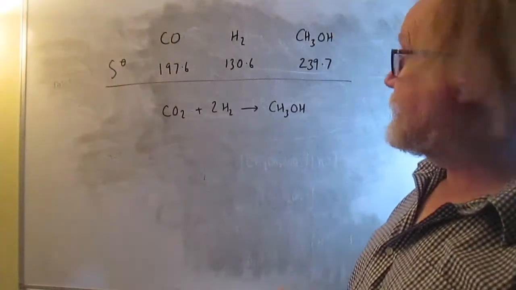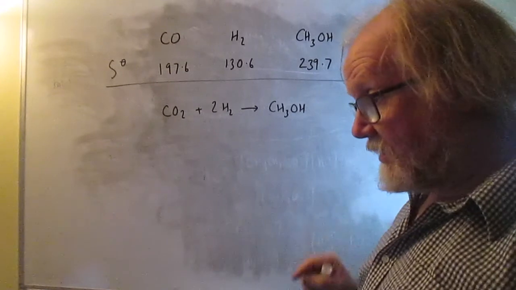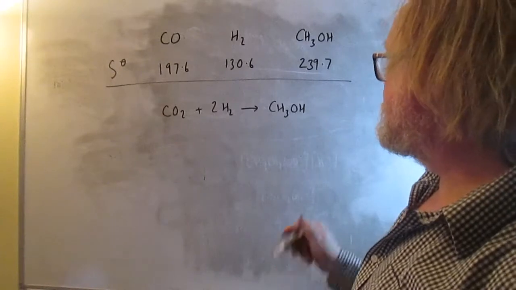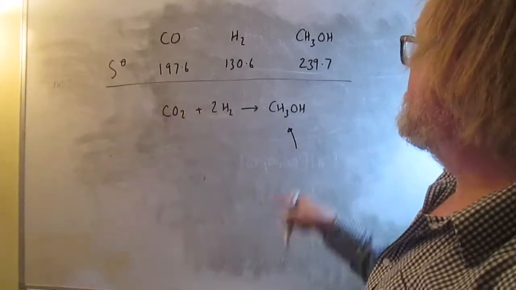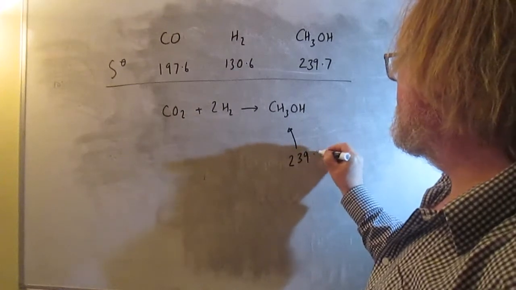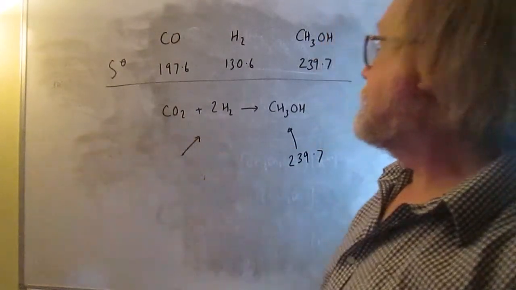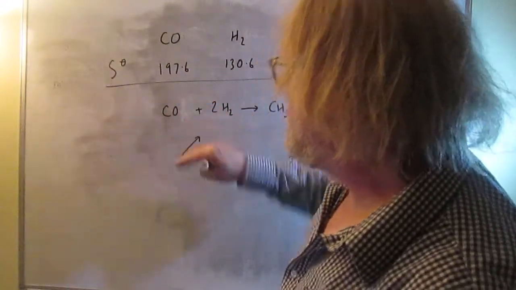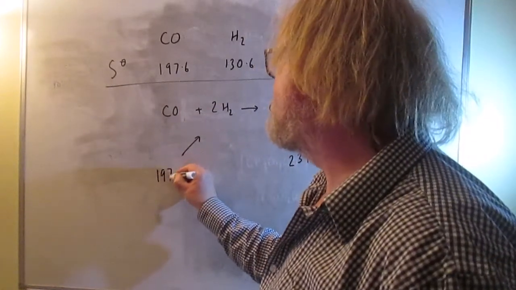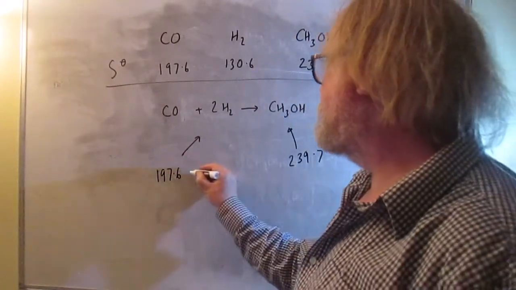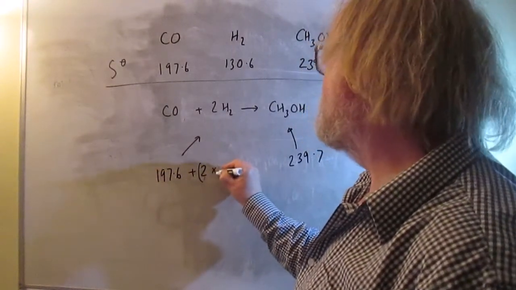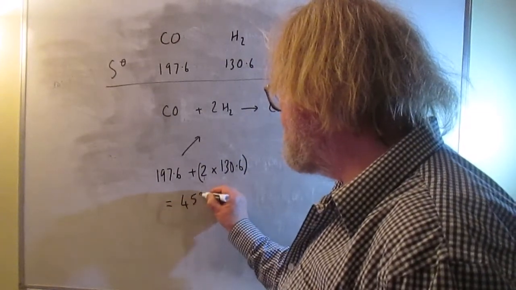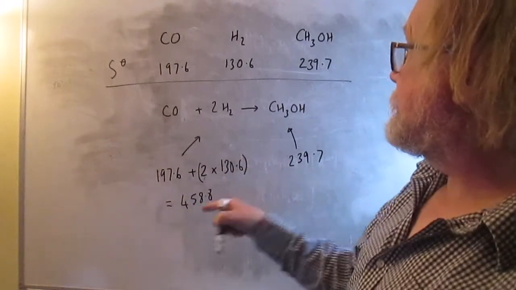Question 11 just wants us to calculate delta S for this reaction using these standard entropies. So remember, the thing to do is to add up the total entropy on each side. So on this one it's easy because all you've got is 1 mole of methanol, so it's just 239.7. On this side we've got 1 CO, sorry, not CO2. We've got 1 CO, so that's 197.6. And we've got 2 H2s, so we've got plus 2 lots of 130.6. So if you add those together, you get 458.8. So those are the total entropies on each side.